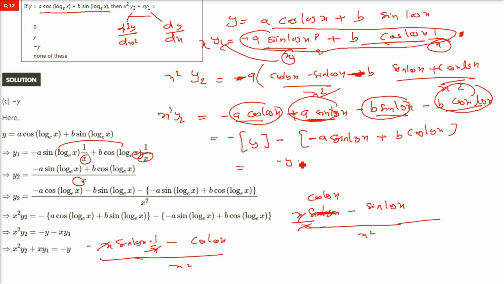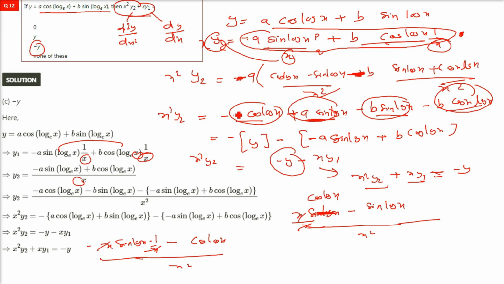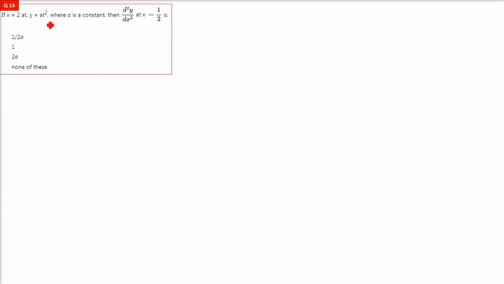So minus y minus x into y1 is equal to, on the left hand side we already have x square y2. So x square y2, and you take this x y1 on the left hand side, only negative y will remain on the right hand side. So x square y2 plus x y1 is equal to negative y. This is minus y. Answer is negative y. Now x is 2at, y is equal to at square. d2y by dx2 at x equals to half you have to find out.